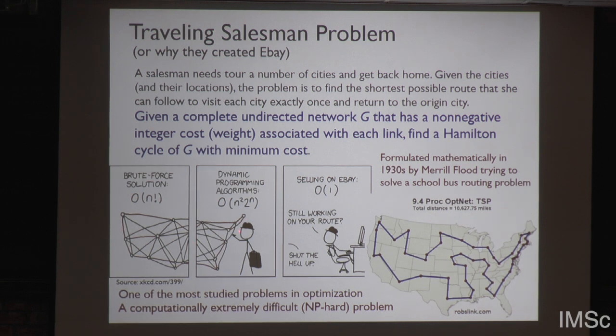And you are given the cities and how much it costs to go from each city to every other city. And so what the salesman is trying to do is find the shortest possible route, or the least expensive route, such that it can visit each city exactly once and then return to the origin city. Okay? And if you want to translate this into network language, you are asking the question: given a complete undirected network that has a non-negative integer cost associated with each link, so that's the cost of traveling from one node to another, or maybe it's related to the distance, is there a Hamilton cycle having minimum cost?